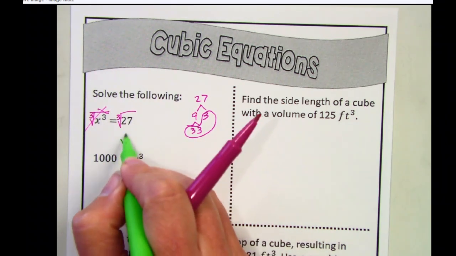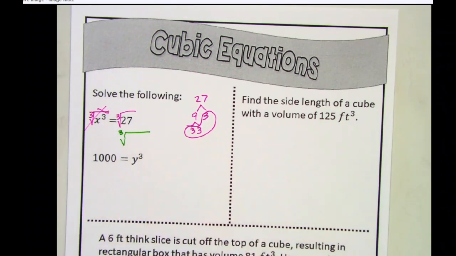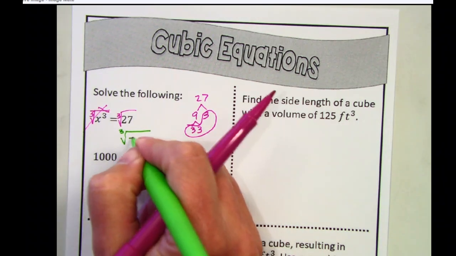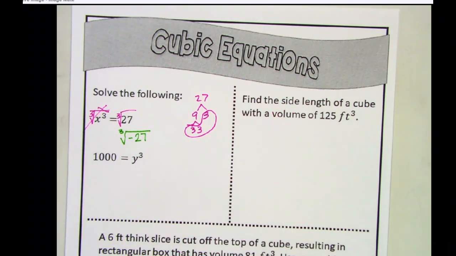So what I want to know now, need help finding it on your calculator? I got it. You got it? Okay, sorry, I should have asked before I moved on. Can we take the cubed root of like a negative 27? Probably.